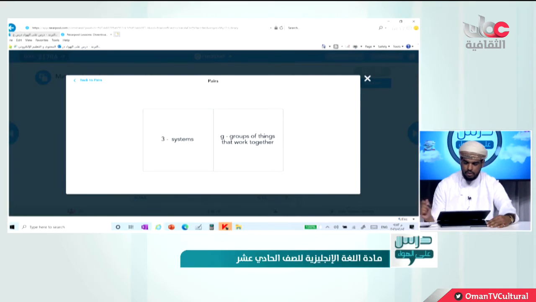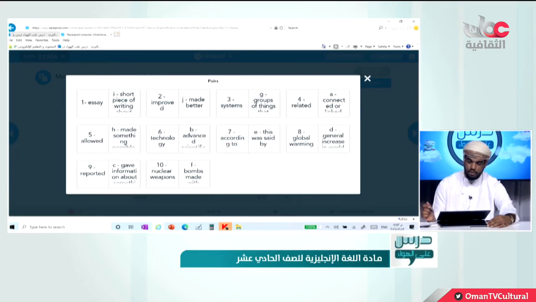All right. Number four, related, connected, or linked, which is A. Number five goes to H, allowed, made something possible. Number six, technology, goes to B, advanced scientific knowledge or equipment. Number seven, according to, goes to E, this was said by. All right. Number eight, global warming, and it goes to D, general increase in world temperature.